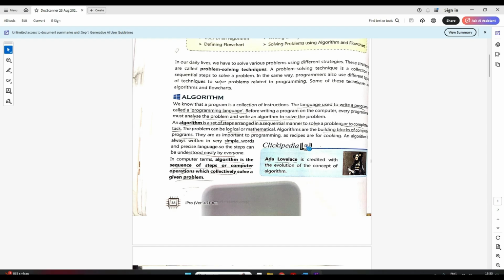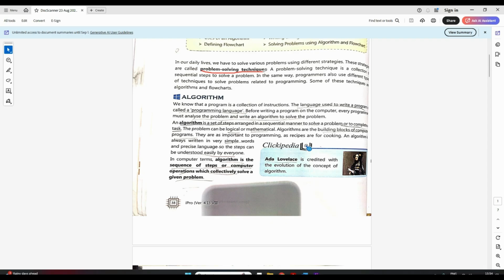It's simple. From the name itself we can understand problem solving techniques. That means the steps that we follow to solve any problem. To solve any problem, what are the steps that we take? Like when you make a recipe, a recipe is a problem solving technique. When you make anything, a cake or something, we have a defined set of steps that we follow, right? So that is known as problem solving techniques.